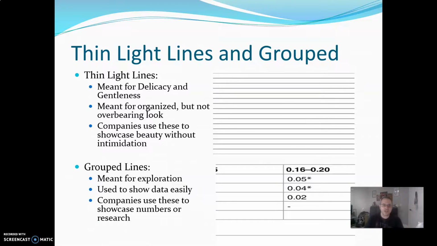And then finally, grid lines are meant for exploration. They're used to show data easily, with very mathematical aspects. So we tend to see those in tables. Companies that use these showcase their numbers or research to showcase transparency a lot of times.